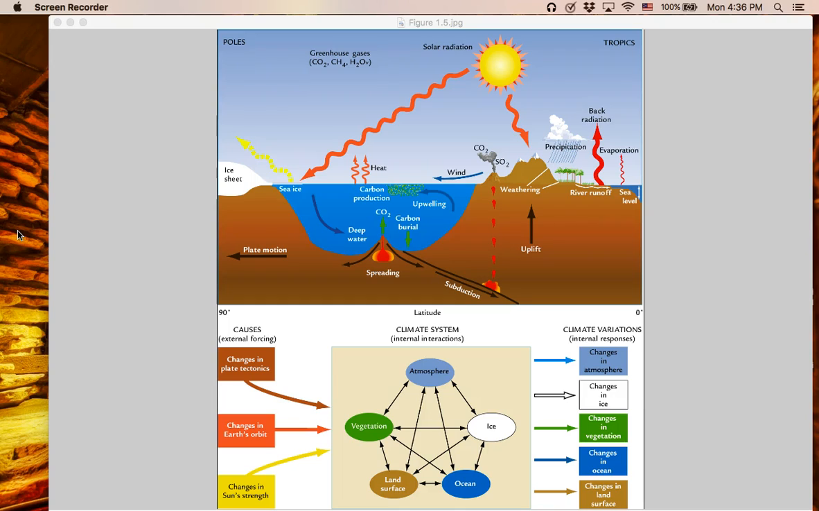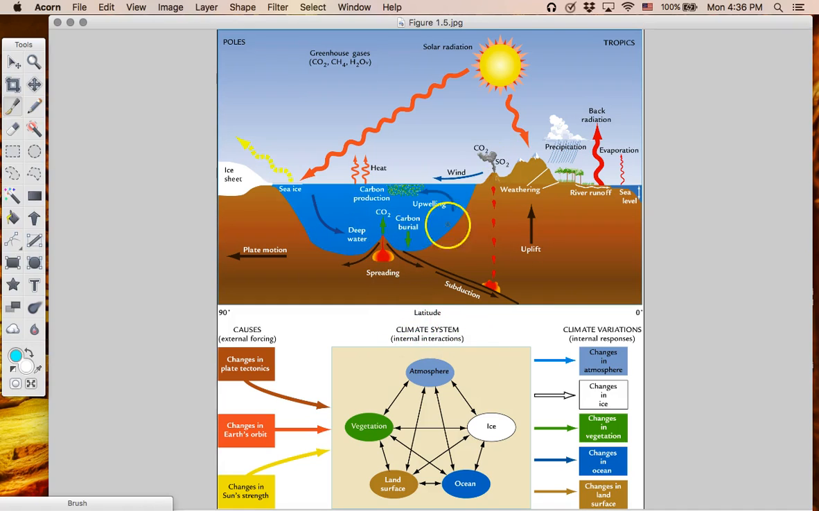So thinking back to our definition of systems and thinking about Earth as a system, let's look down here where it says climate system, right here. Now, this is showing the different components of Earth's climate system and its interactions. And what you'll notice here is we have the atmosphere, as we talked about, being one of Earth's 4 spheres. We have vegetation, which is part of the biosphere. We have the land surface, which is part of the lithosphere. And we have the ocean, and we have ice, which is part of the hydrosphere.